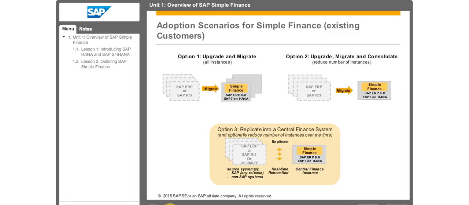The third option is to replicate your systems and continue using them, with a central finance system. So you can have a separate SAP Simple Finance box which is independent of your current systems. All of your current operations will continue in your traditional system, which could be SAP ERP systems or third-party ERP systems. The data from these is transferred and replicated in real time to your SAP Simple Finance instance, and you can perform all your reporting and cash operations directly in the Simple Finance instance for all your systems.